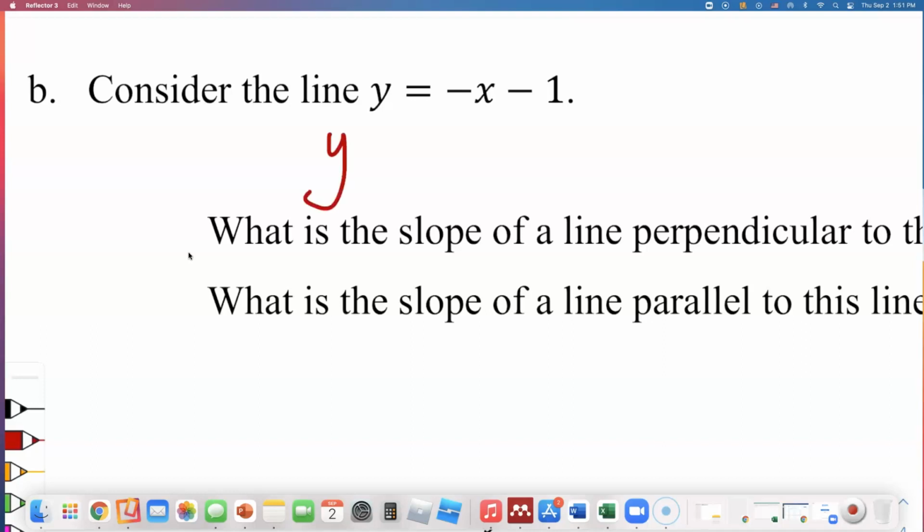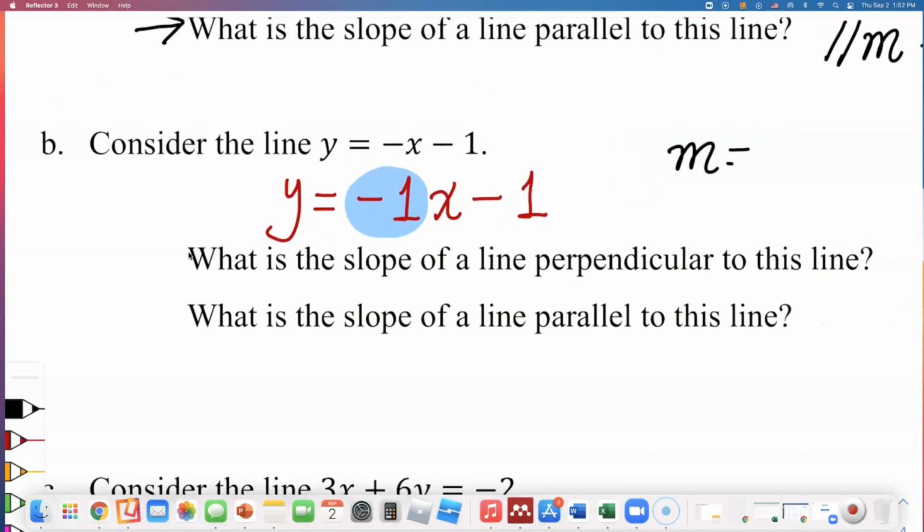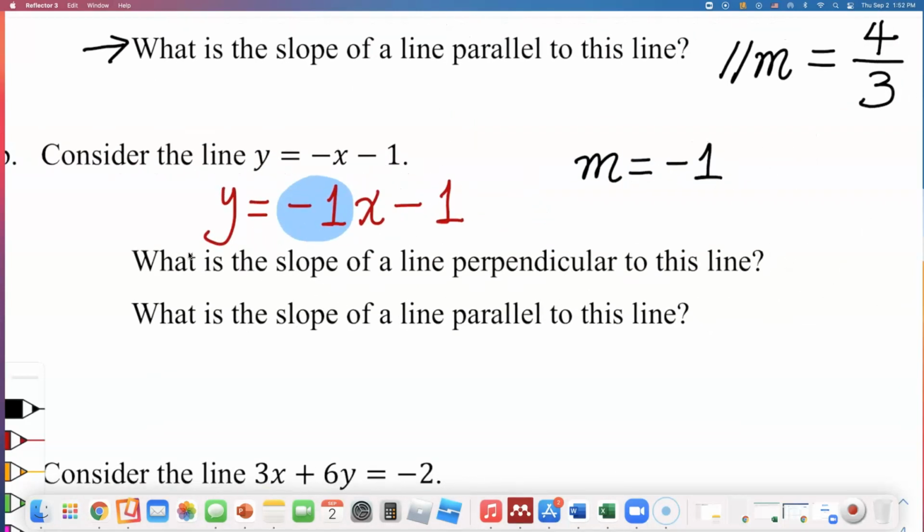So I think it will be helpful if I write it as negative 1x minus 1. Because now it's clear to us that the coefficient of x is negative 1. So the slope of the original line is negative 1. Write that down, please. We're going to say m equals negative 1. Which means to be parallel to this original line, a line should have a slope of negative 1, the same slope as the original, okay?